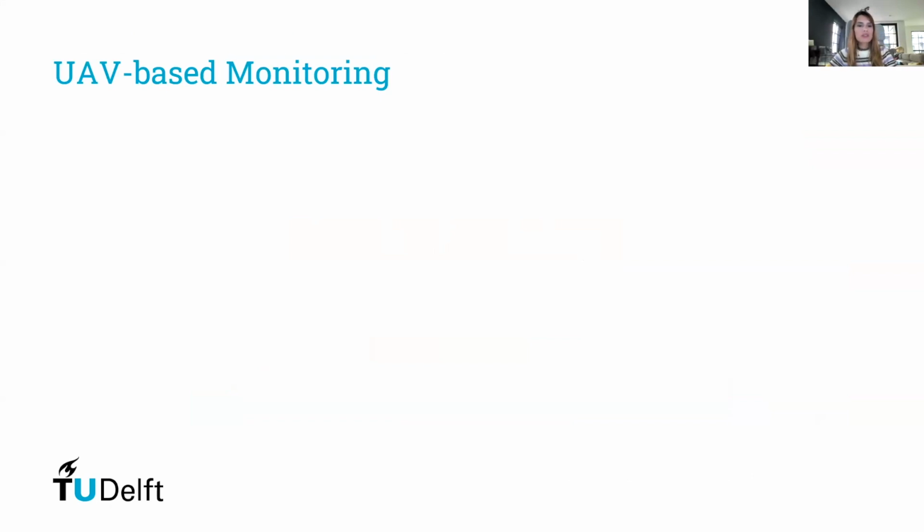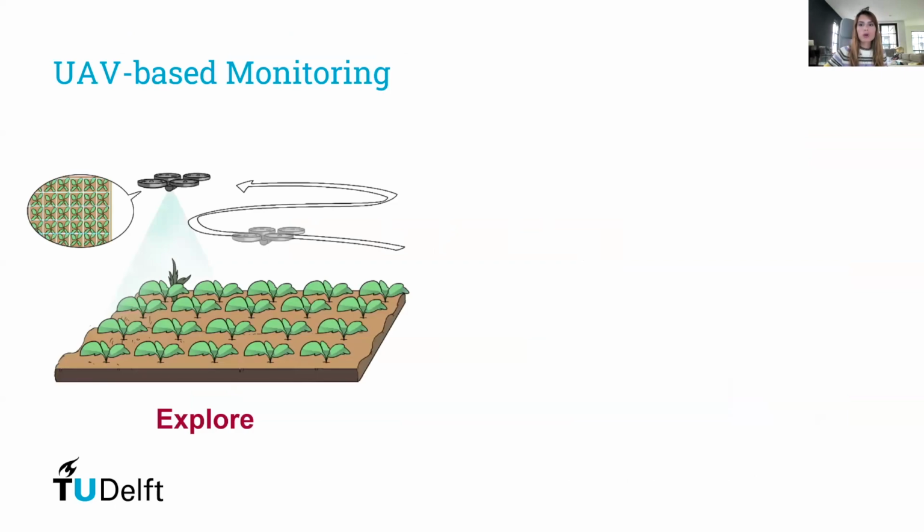So to get an intuition of the type of challenges that we want to address, consider a situation where we deploy a UAV in an unknown environment. And at the beginning, we want to explore the environment, assuming we don't know anything about it, such as to figure out where different plants are in this field.